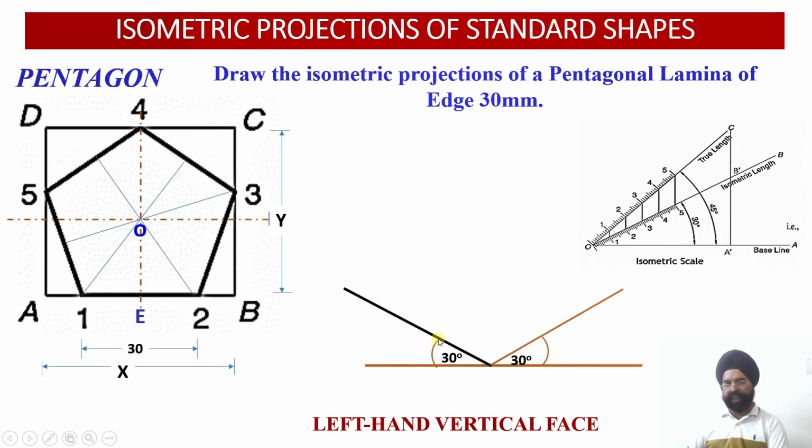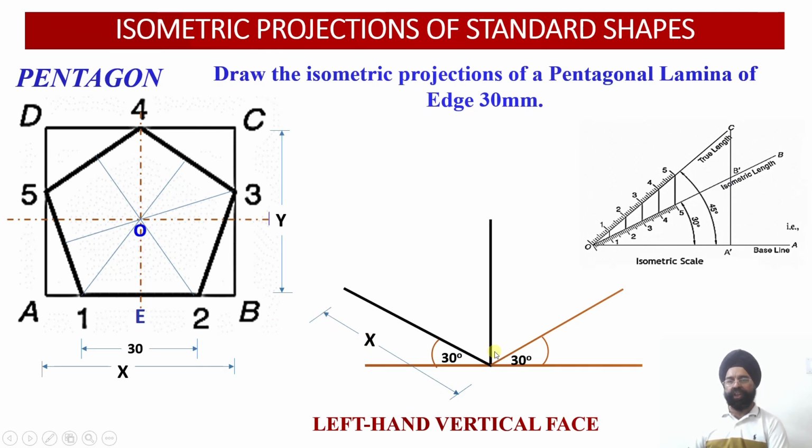So in the left hand vertical face I am looking from this side. So if I am looking from this side, x-axis and y-axis will be required. I don't need z-axis over here. Now please check, my longer dimension x, it has been located. This is once again, it's not a true length, it is isometric length of x.